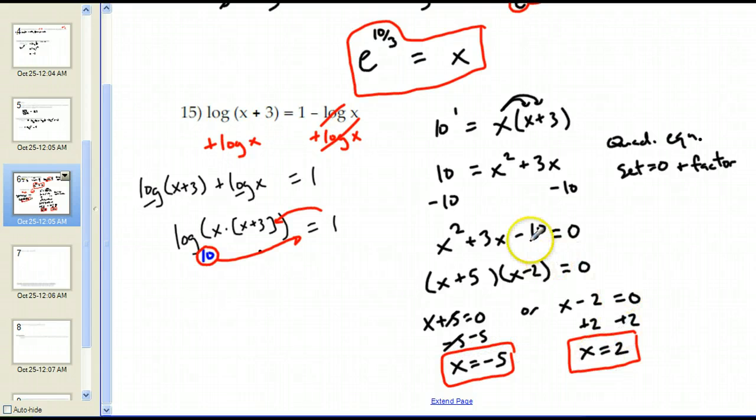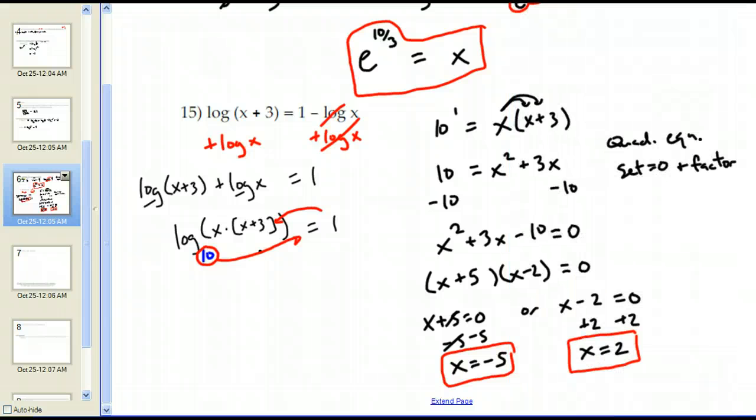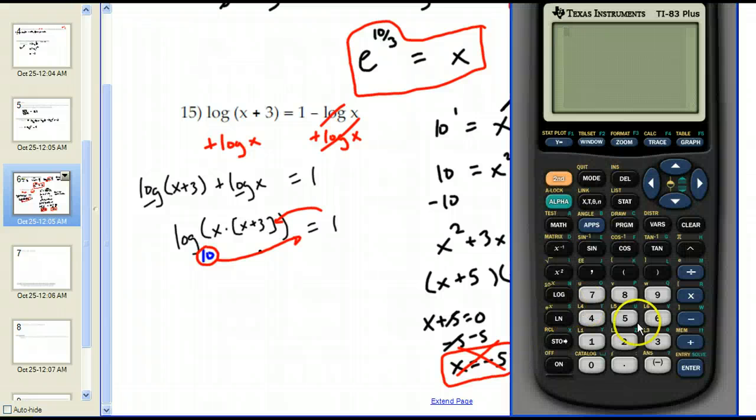Right off the bat, going back into the original, if I plug in negative 5 into this equation, meaning the log of negative 5, my calculator says I don't like that. We can't put a negative inside a log, so immediately, because of that right there, I lose this solution. It is not a solution. But we do need to check the other one to make sure it does work. You always need to check these.